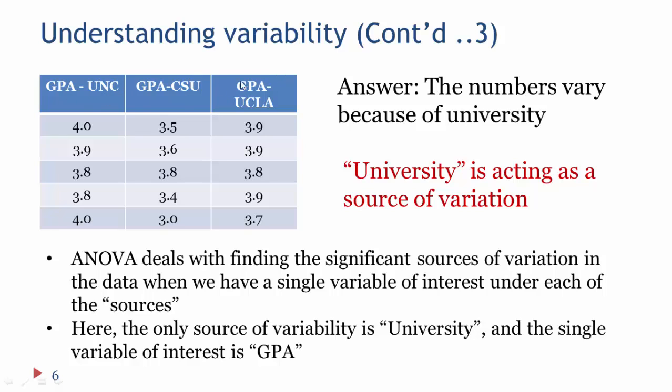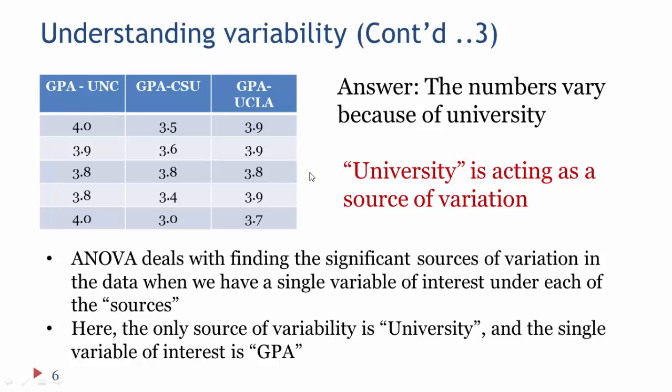And for that source, we have three groups, and within each group we have only one measure, that's the GPA. So that's why it is a univariate analysis of variance, and you will learn more about that later on.